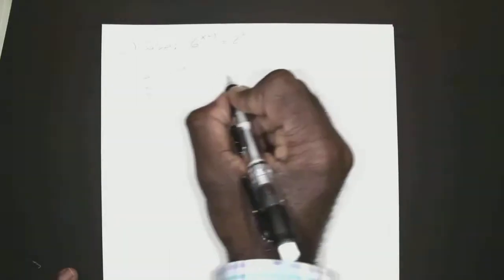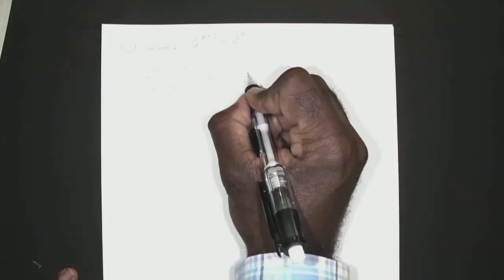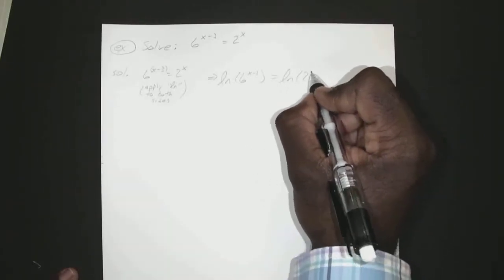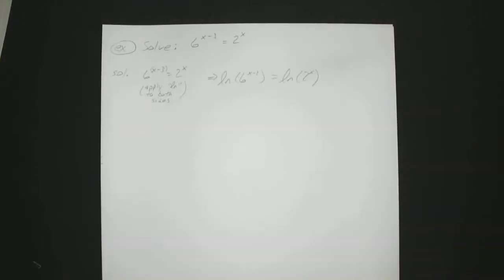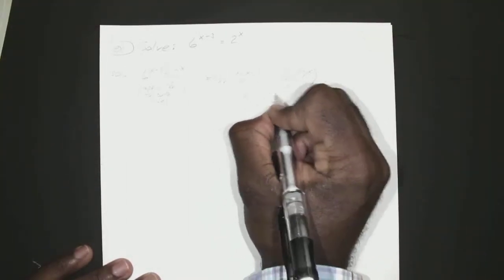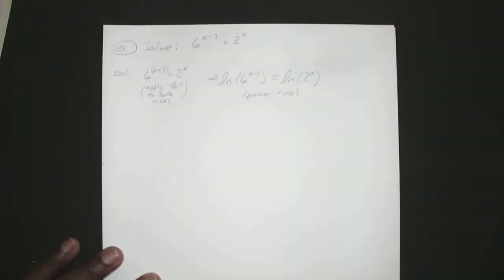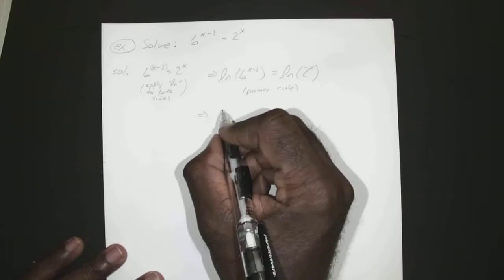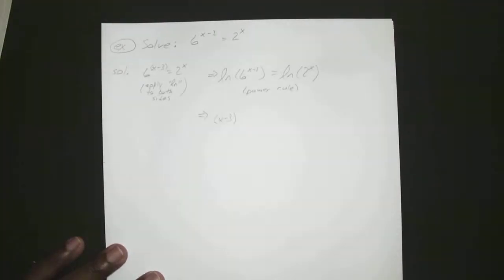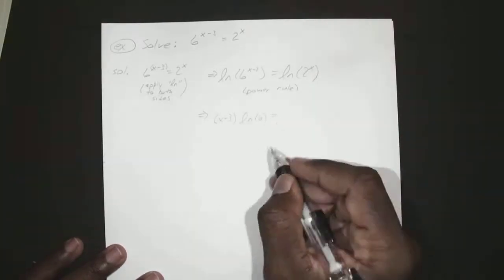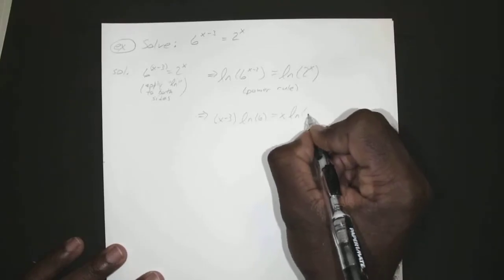Okay, so that gives us the natural log of 6 to the x minus 3 power equals the natural log of 2 to the power of x. All right. Once again, that power rule comes into play. But this time it comes in for both sides, because that x minus 3 can come down to the front times the natural log of 6. And that x can come down over here times the natural log of 2.